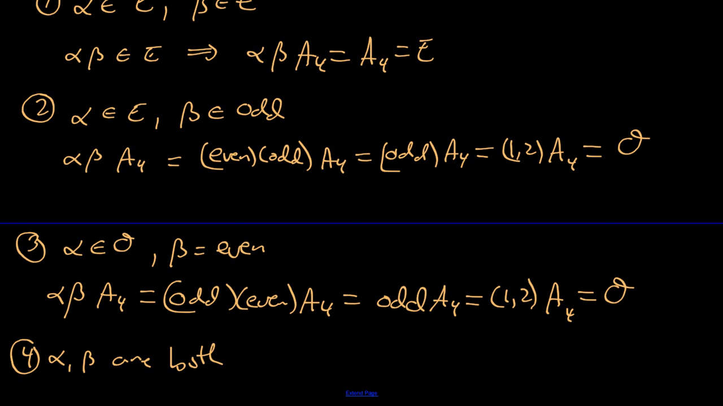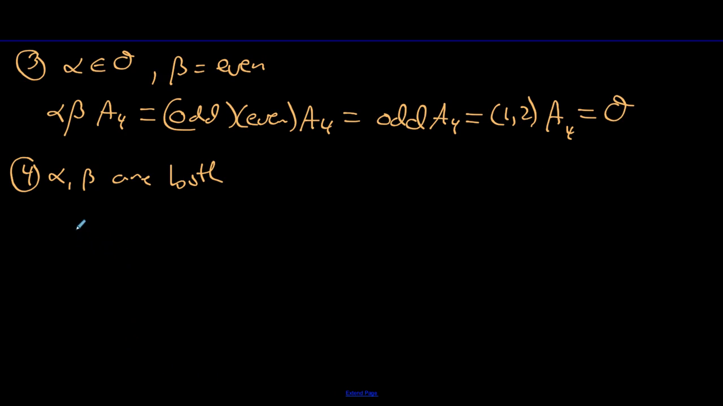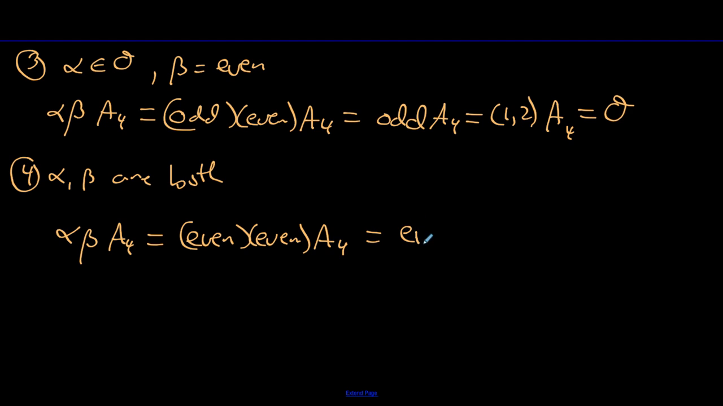But if I look at the two cosets, if I basically look at this situation, then alpha times beta times A4 is always going to be an even permutation times an even permutation times A4. Well, that's going to be another even permutation times A4, and that's going to be the set of even permutations, which is just A4.